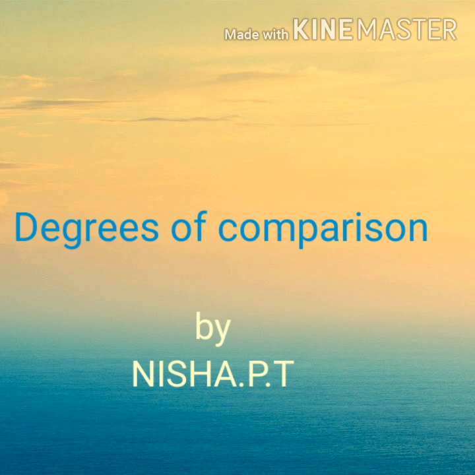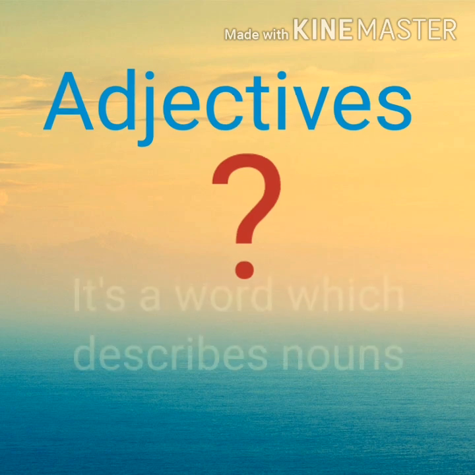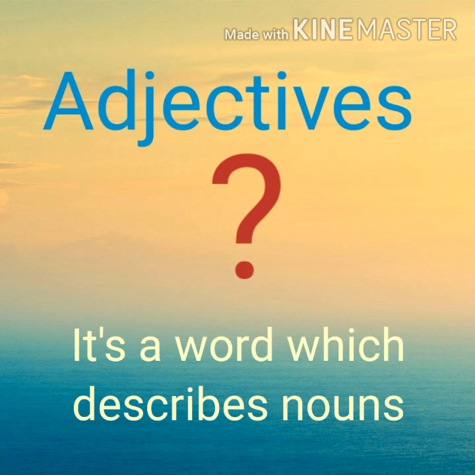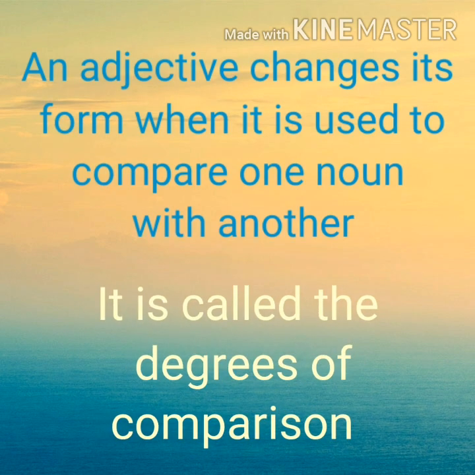Today we are going to deal with grammar chapter degrees of comparison. Before getting into the chapter, let us know what are adjectives. It's a word which describes a noun. An adjective changes its form when it is used to compare one noun with another. It is called the degrees of comparison of an adjective.